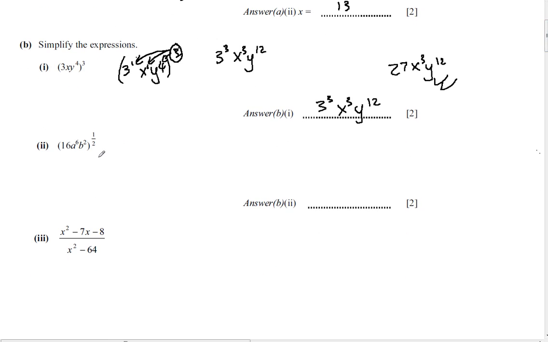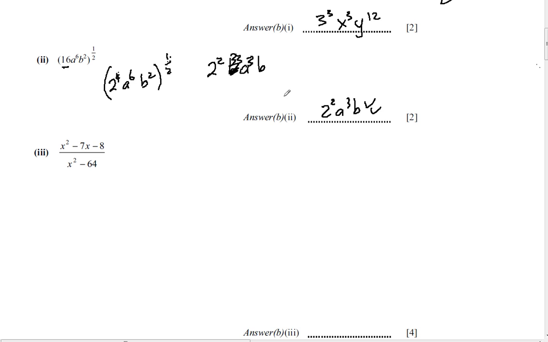16a to the 6 b squared, all to the half. 16 can be simplified to 2 to the power of 4, and a to the 6 b squared stay the same, to the power of a half. So take the exponent on the outside, multiply it with the exponents on the inside. 4 times a half is 2, so it's going to be 2 to the 2. Half times 6 is 3, half times 2 is 1. Sorry, this should be a, so it's a to the 3, and b. So it's 2 squared, a cubed, and b. You could always just write this as 8 if you wanted to, but that's up to you. So you could also write it as 8a cubed b.